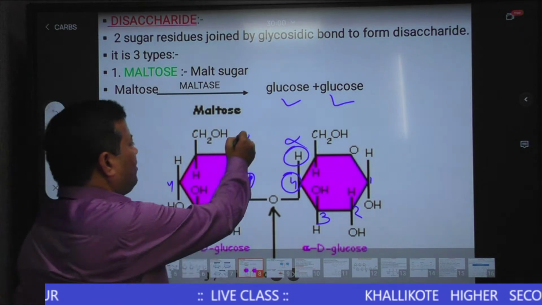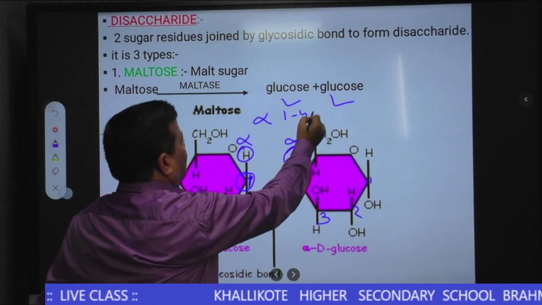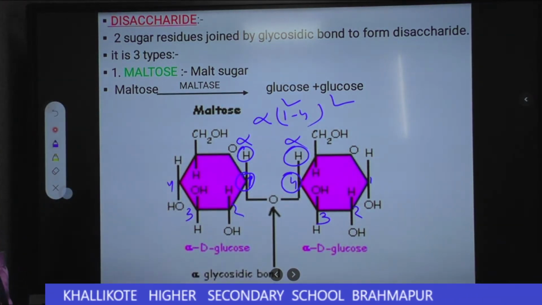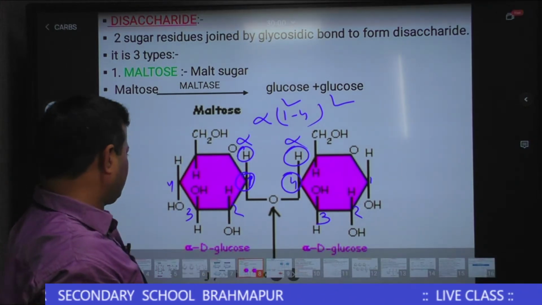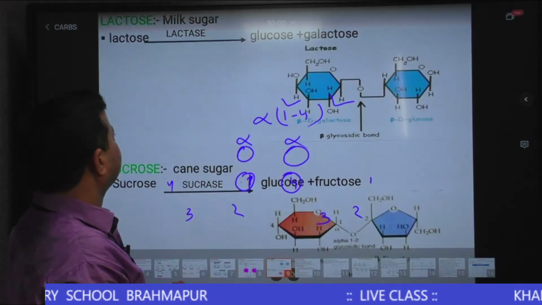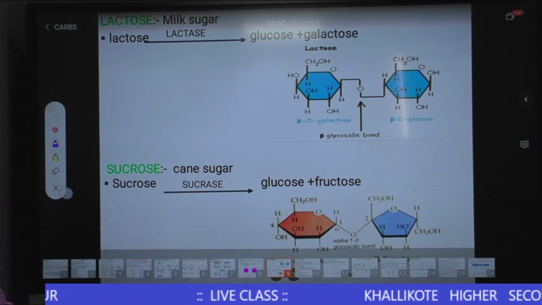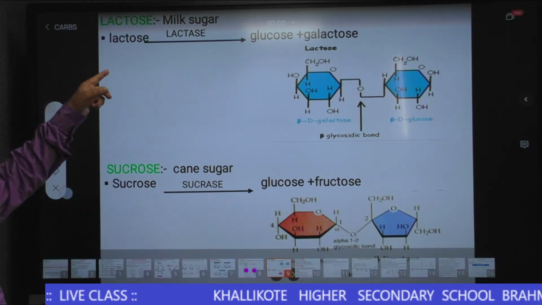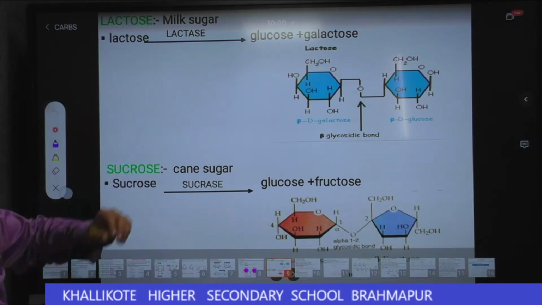So the bond is called an alpha 1,4 glycosidic linkage or glycosidic bond. Then comes lactose. Lactose is commonly found in milk, so it is called milk sugar. Lactose on digestion in the presence of the enzyme lactase forms glucose and galactose.